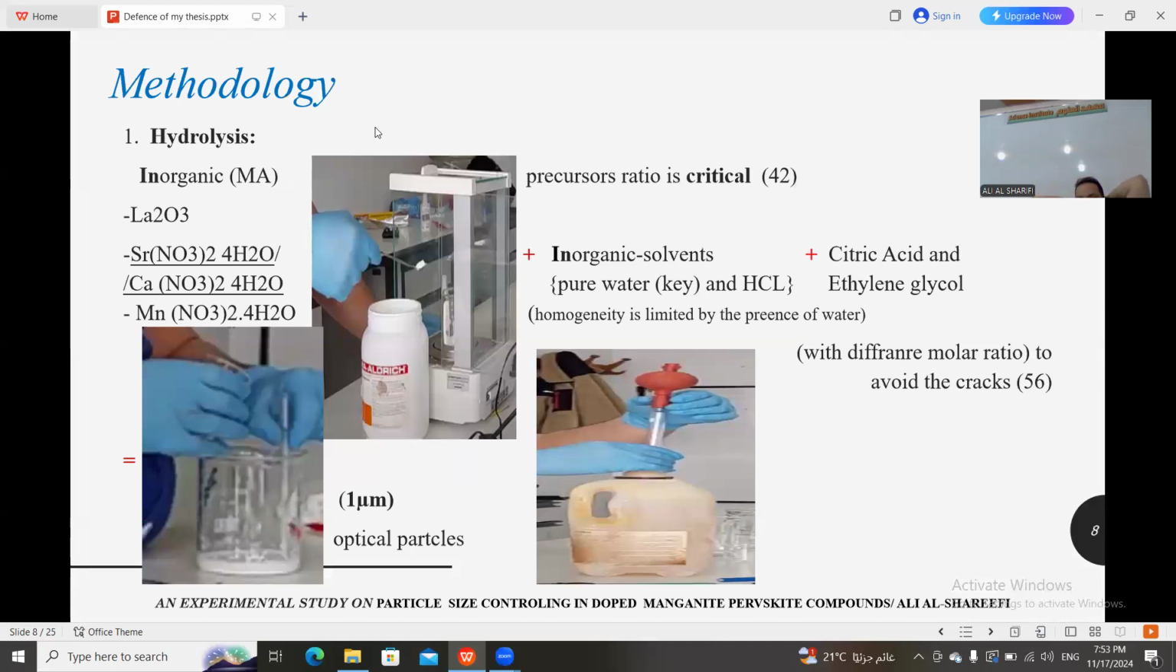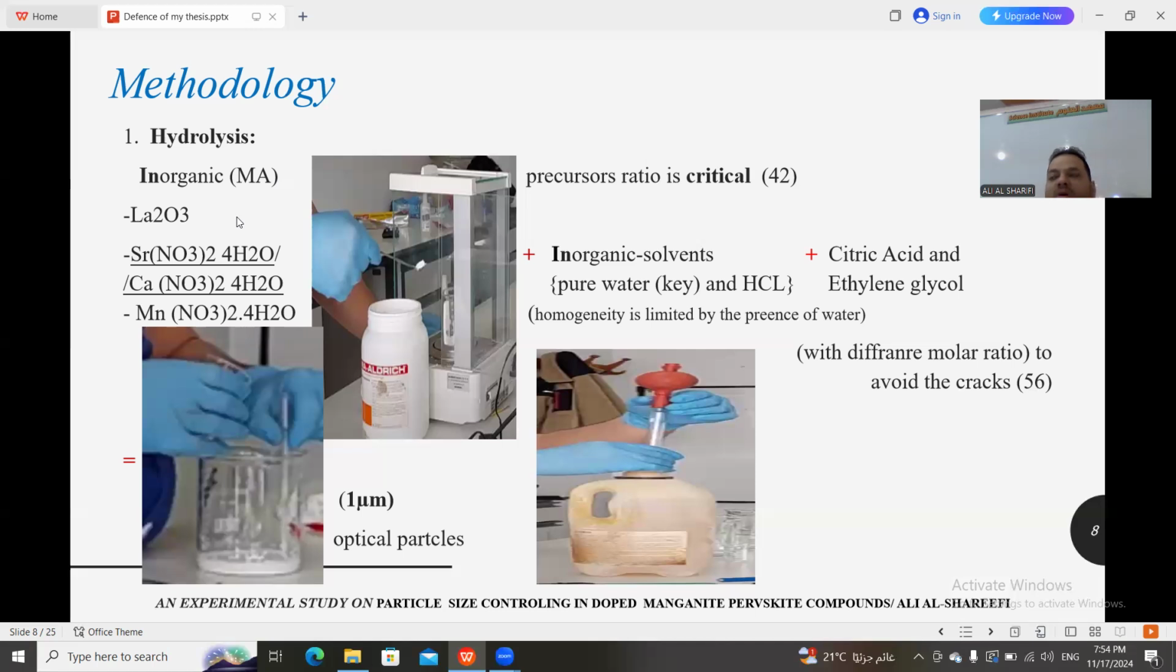It's inorganic metallic oxide plus inorganic solvents plus the chemical agents, or gelating agent, sorry, which is the citric acid and ethylene glycol. Here, let me come back to the precursors: lanthanum oxide, strontium nitrate hexahydrate, calcium nitrate hexahydrate, manganese nitrate hexahydrate. I used all of these as precursors.